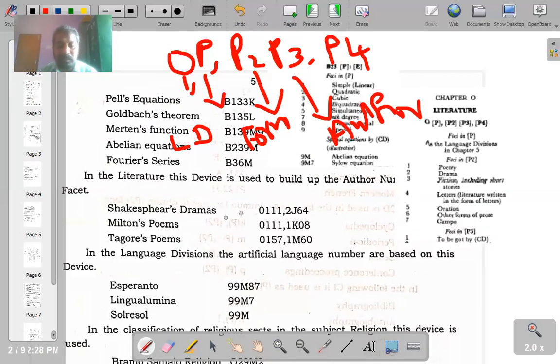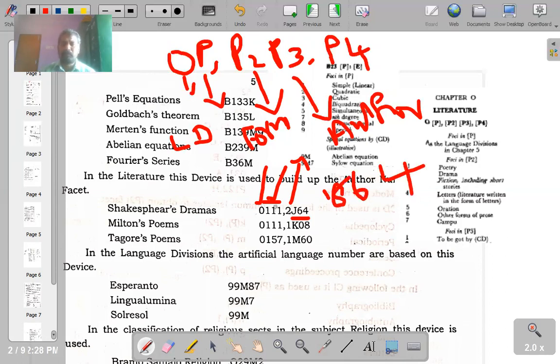See, for example, Shakespeare's dramas. O stands for the main class literature. 111 stands for English language, that is, English literature. Then 2 stands for form; this is a drama, so 2 stands for drama. What is this J64? This is the year of birth of William Shakespeare. I think it is 1864, something like that.